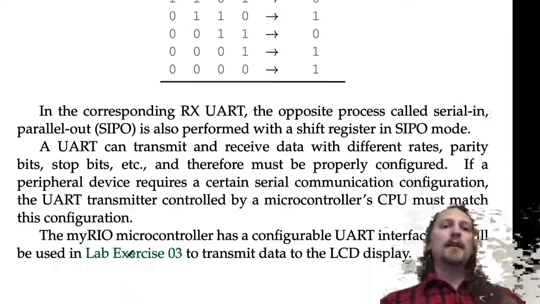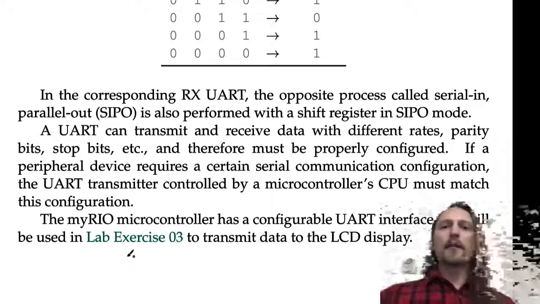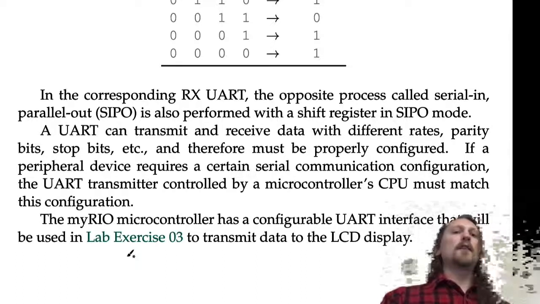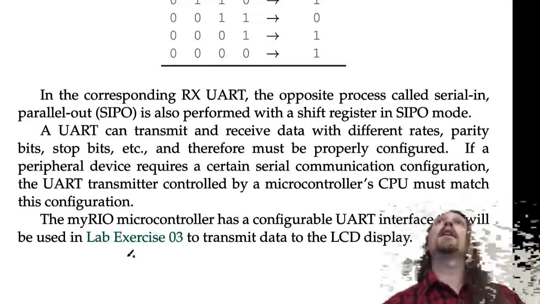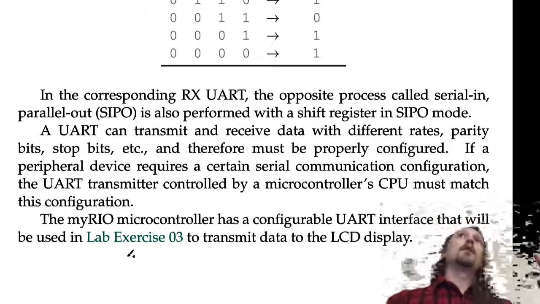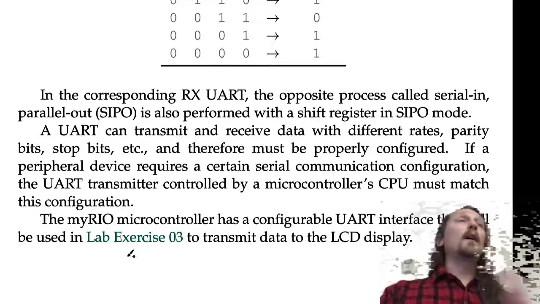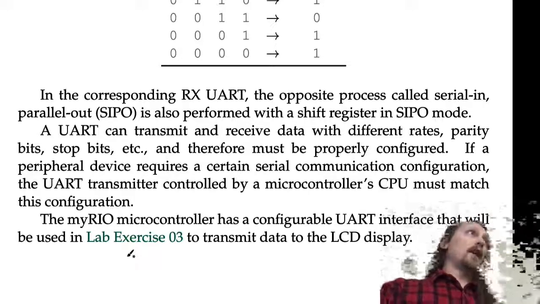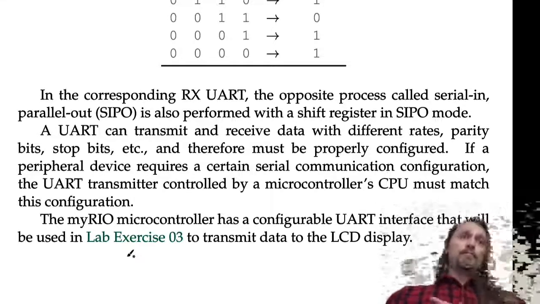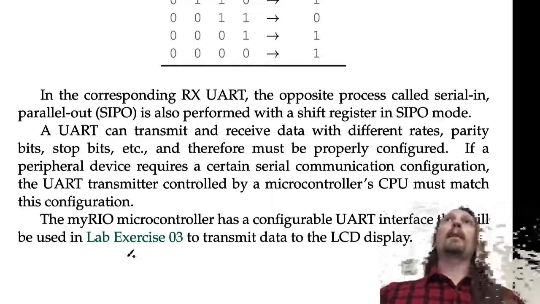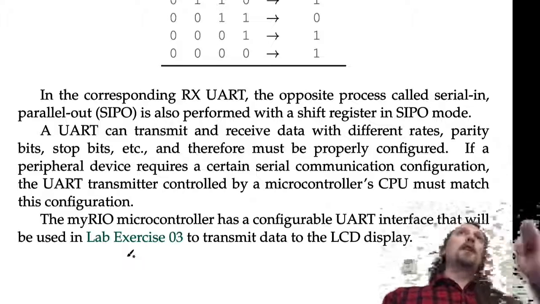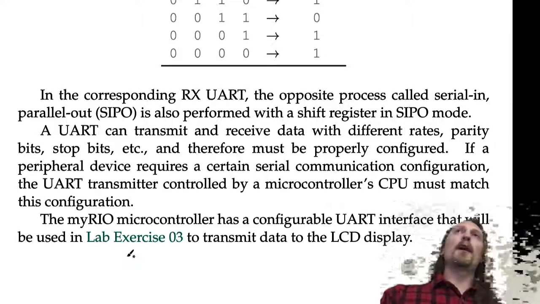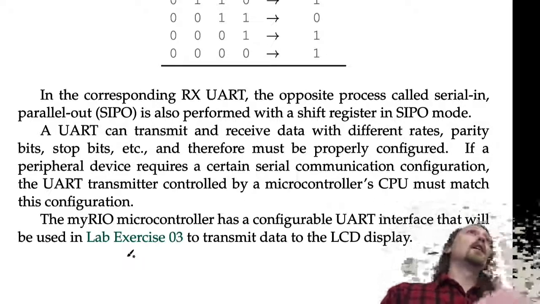Great. A UART can transmit and receive data with different rates, parity bits, stop bits, etc., and therefore must be properly configured. So unlike some of these standardized things where you always have a certain rate at which you're sending data, a UART can change that. It's programmatically changeable, which is nice because it allows you to communicate with lots of different things. So you can communicate with something that's got a bit rate of 9600 or whatever, and you can change your UART transmitter or receiver accordingly.